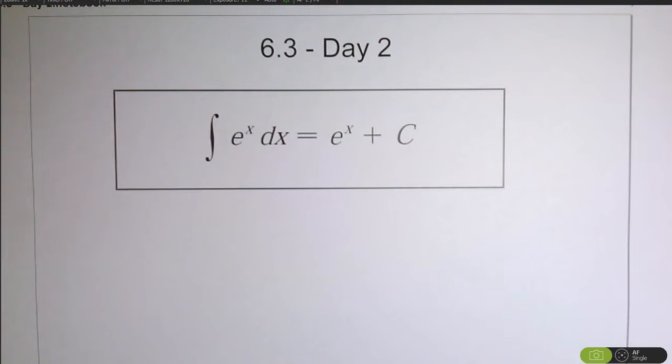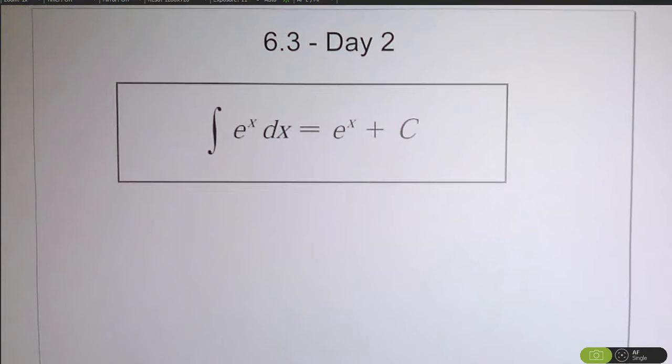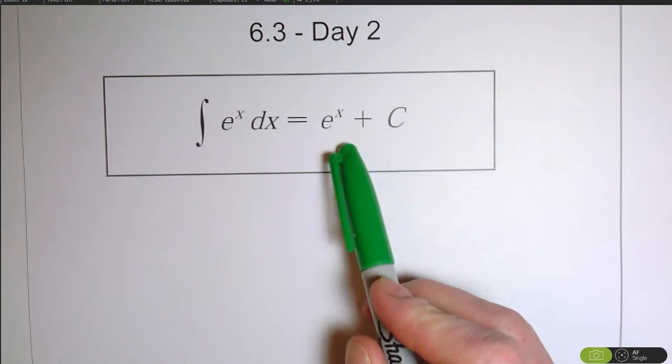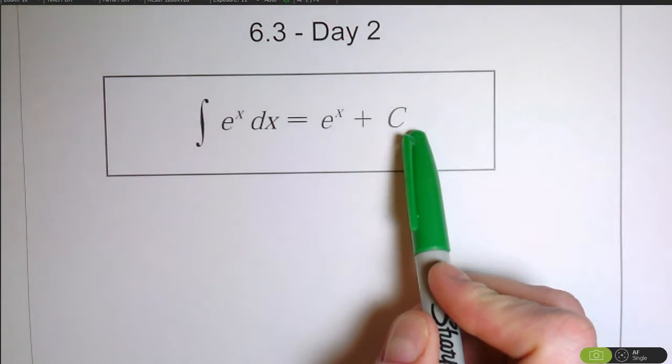Okay, so here's day two, integration, essentially. There are two integral rules. The first one is, since e to the x is its own derivative, it's also its own integral, but don't forget this is indefinite, so we add c.